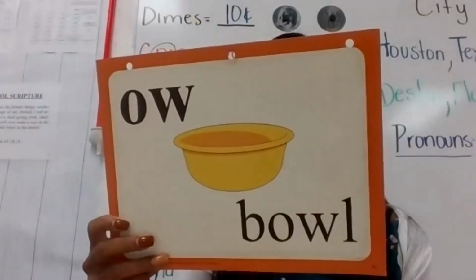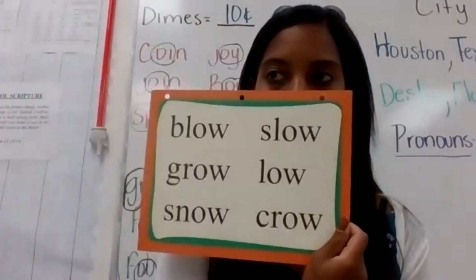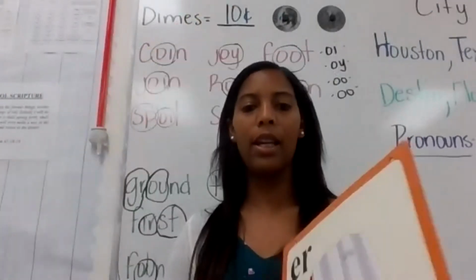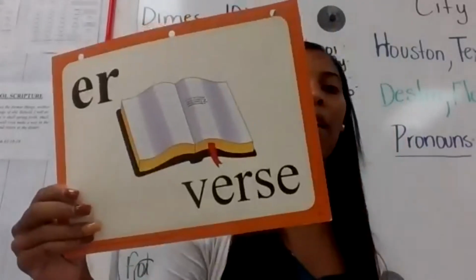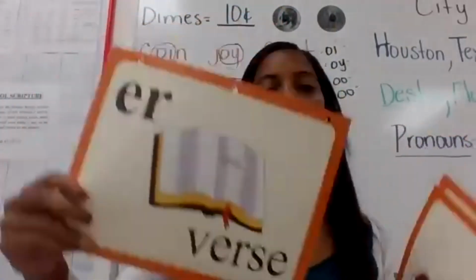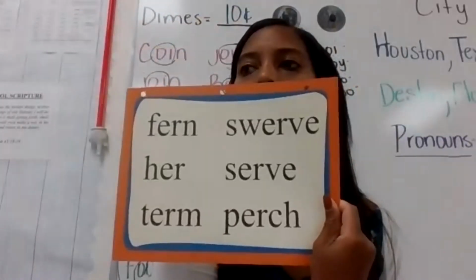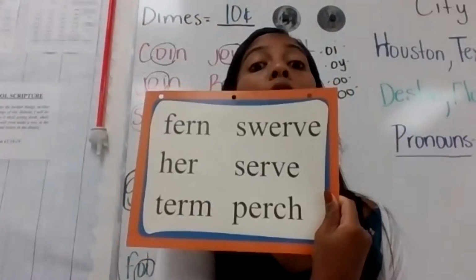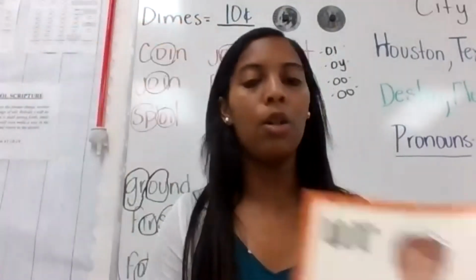O-W, like in bow. This is the opposite of fast. Slow. Okay, E-R, like in a verse. This is when you're turning the wheel in the car, instead of going straight and you start turning the wheel, this is what it's called. Crooked. Word. E-R, remember your word has to have the sound.